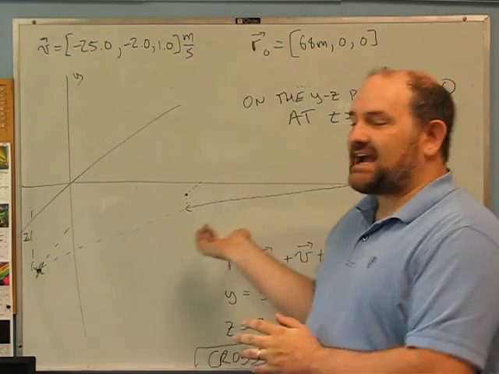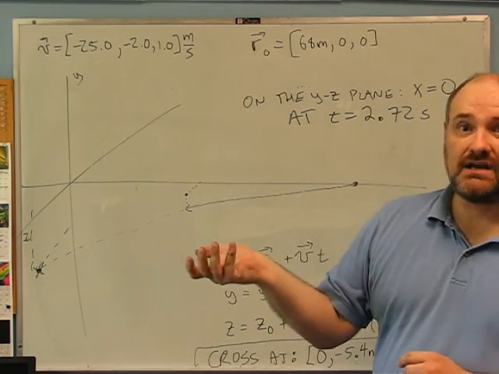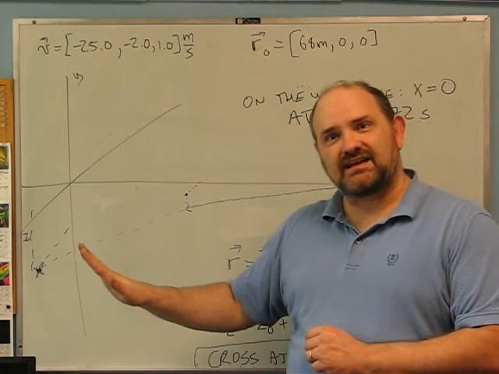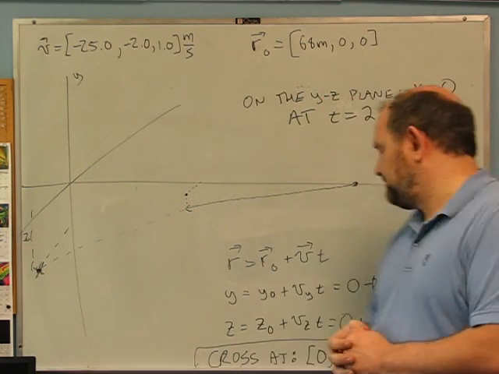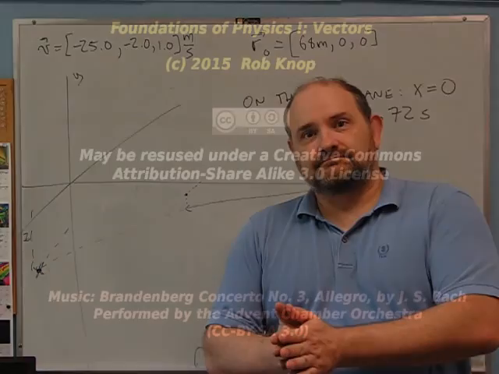I have two things I have to satisfy to be on the y-axis, x equals 0 and z equals 0. Figure out the time for one, calculate what the other is at that time, and see if it works out. All right, that was the last problem. Those are your vector video problems.